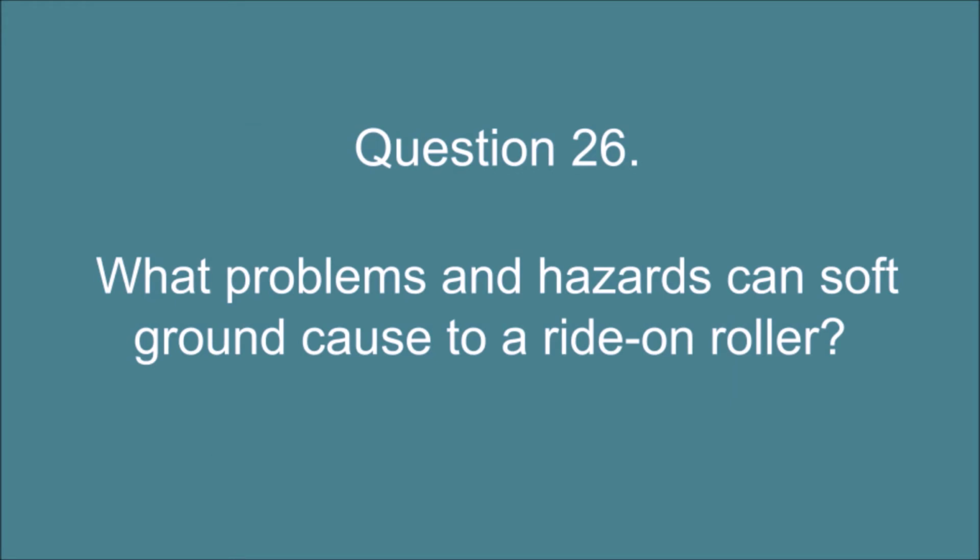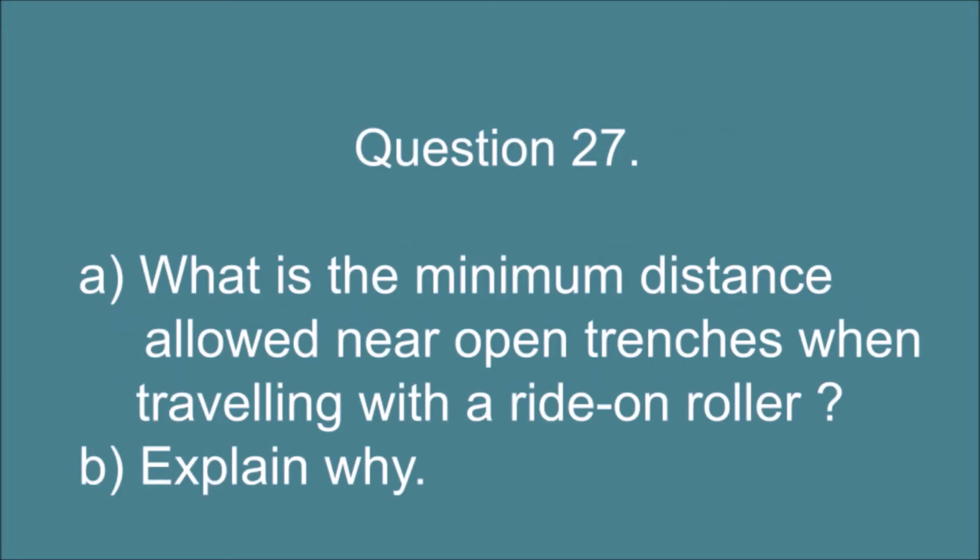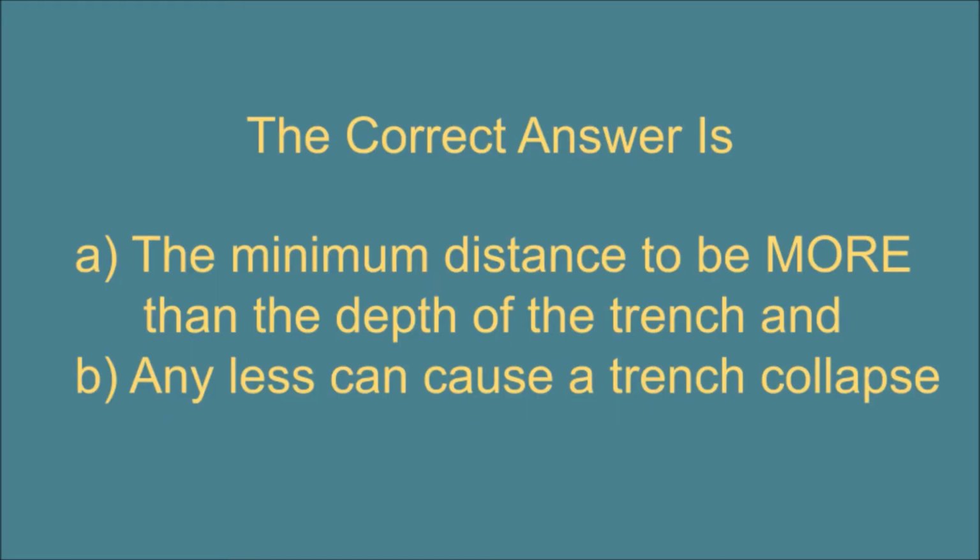Question 26. What problems and hazards can soft ground cause to a ride-on roller? The correct answer is: slows the speed of the roller, difficult to drive through, machine can sink and can get stuck, tip over sideways, etc. Question 27. A. What is the minimum distance allowed near open trenches when traveling with a ride-on roller, and B. Explain why. The correct answer is A. The minimum distance to be more than the depth of the trench, and B. Any less can cause a trench collapse.